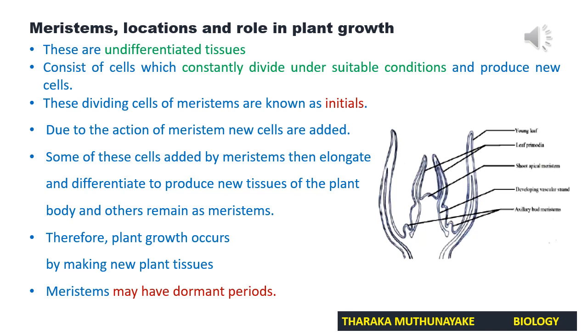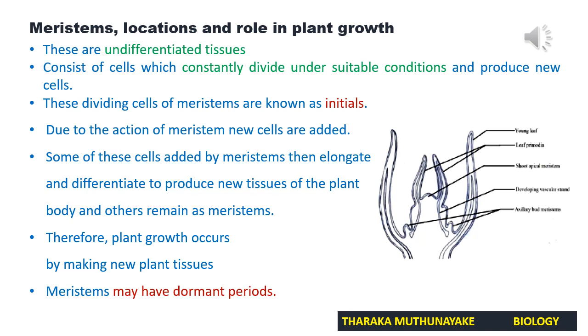So previously we discussed different permanent tissues which consist of different types of cells such as parenchyma cells, collenchyma cells, sclerenchyma cells, and cells in xylem and phloem. All are produced due to differentiation of cells added by meristems. Okay. Simply in other words, we can say plant growth occurs by making new plant tissues by meristems.